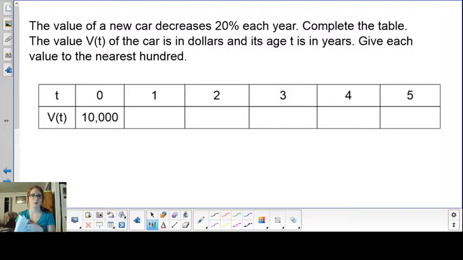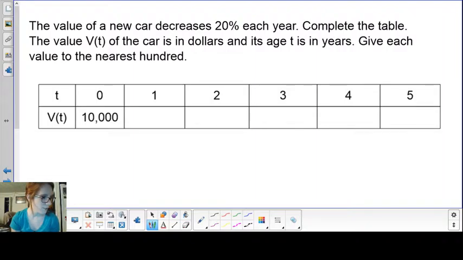Alright, next one. The value of a car decreases 20% each day. Complete the table. The value V of T of the car in dollars and its age T in years. Give each value to the nearest hundredth.